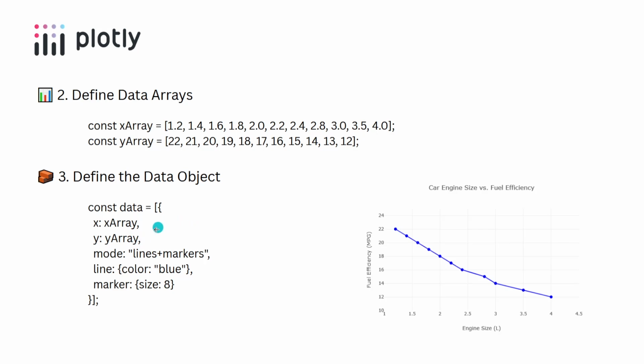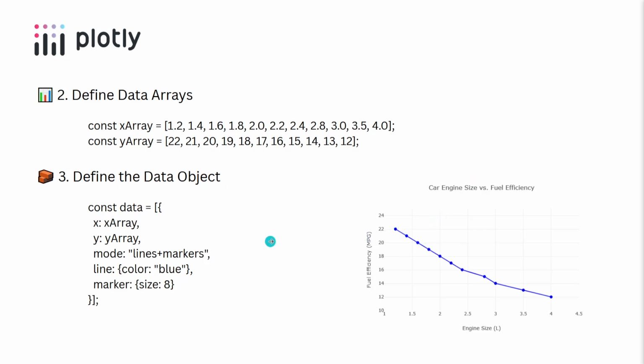Then comes the most important part, which is mode. It is the most important part of our graph. As you can see, with lines we define markers, lines plus markers. So with the line it is also going to add the marker points. Then we define the line color blue, and also we define the marker size 8. So you can increase the marker size, and also decrease the marker size.